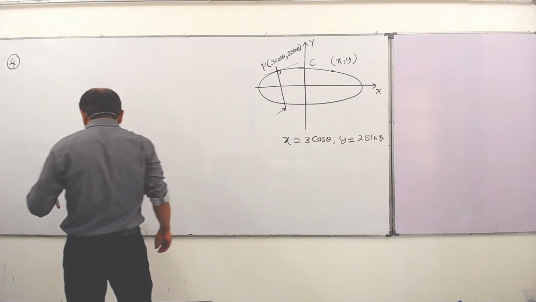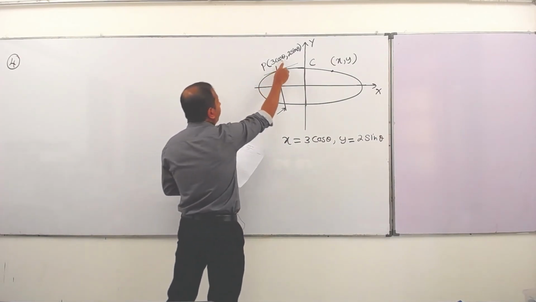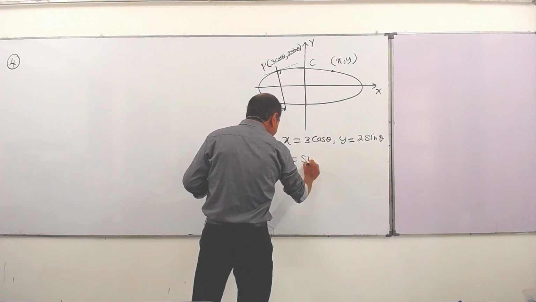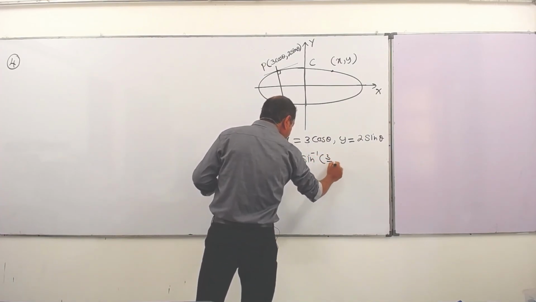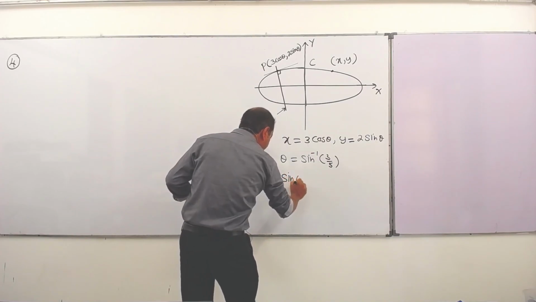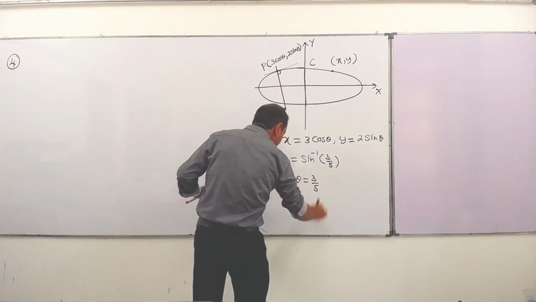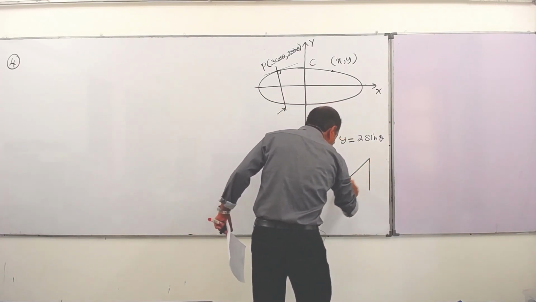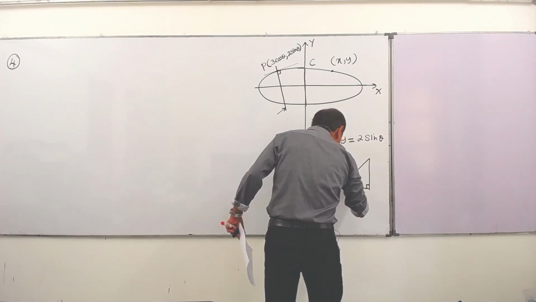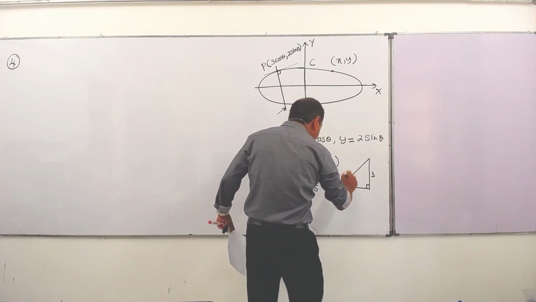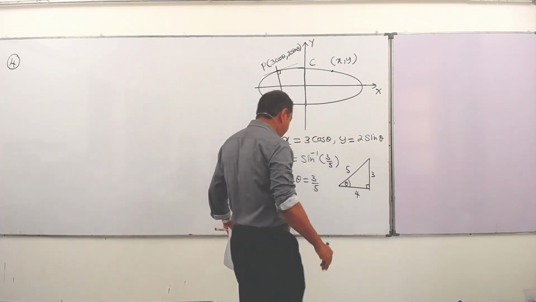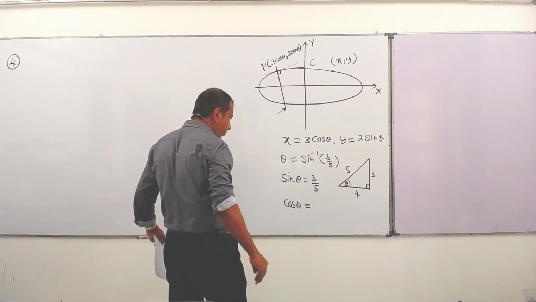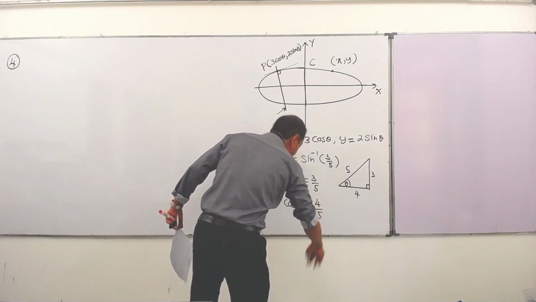Here theta is sin inverse 3 by 5. Theta equals sin inverse 3 by 5 means sin theta is 3 by 5. Drawing a right angle triangle for sin theta equals 3 by 5, the opposite is 3, the hypotenuse is 5, then the adjacent is 4. Then we can write cos theta is adjacent by hypotenuse, 4 by 5.